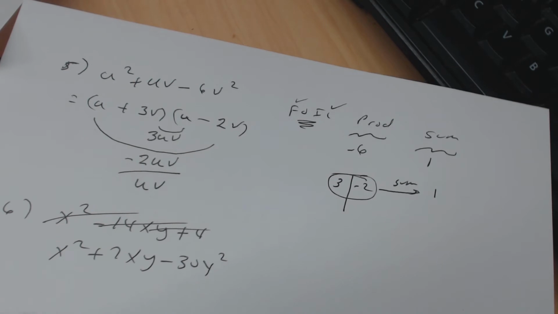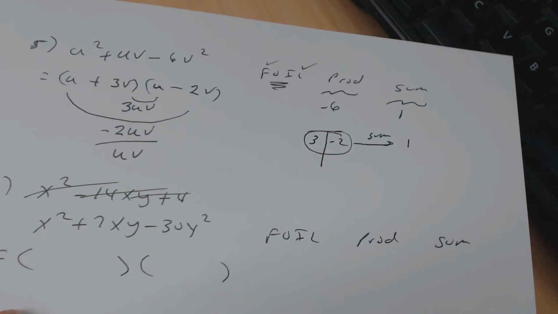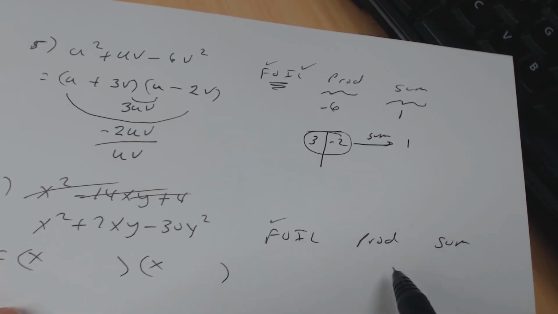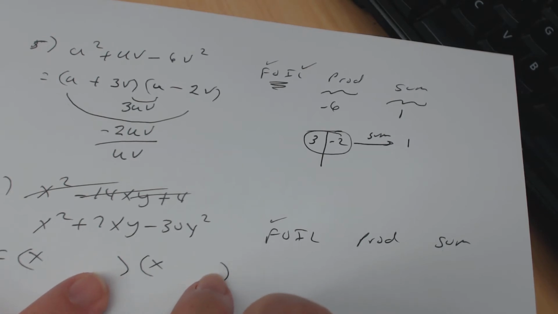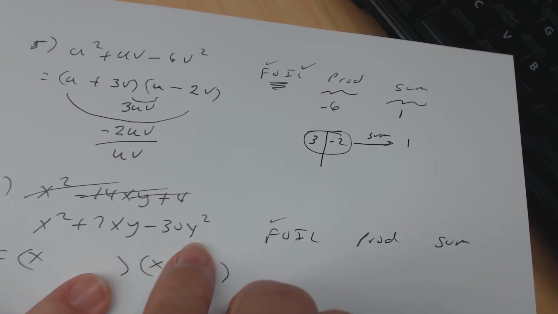All right, so the GCF is 1. So I'm going to go directly to two binomials. I'm going to use the idea of FOIL, product, sum. In terms of FOIL, for the F, x times x is x squared, so we're good so far. That takes care of the F. Now let's look at the last. The last term of each binomial, that product has to be a negative 30y squared. Not negative 30, but a negative 30y squared.